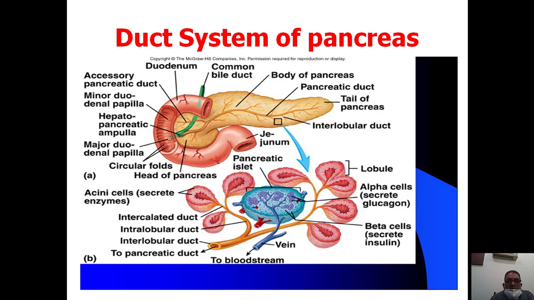These are the cells of the duct system, simple cuboidal epithelium. So they are present within the lumen of the pancreatic acini.